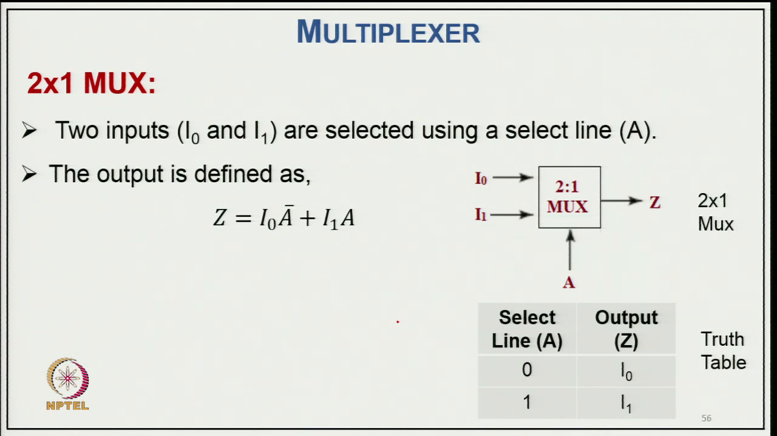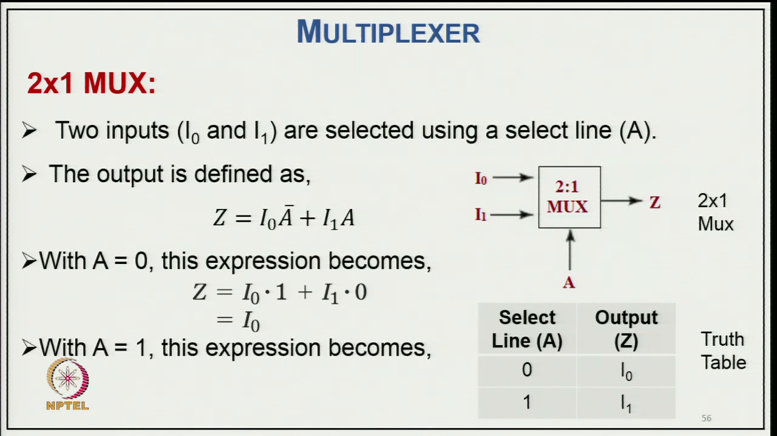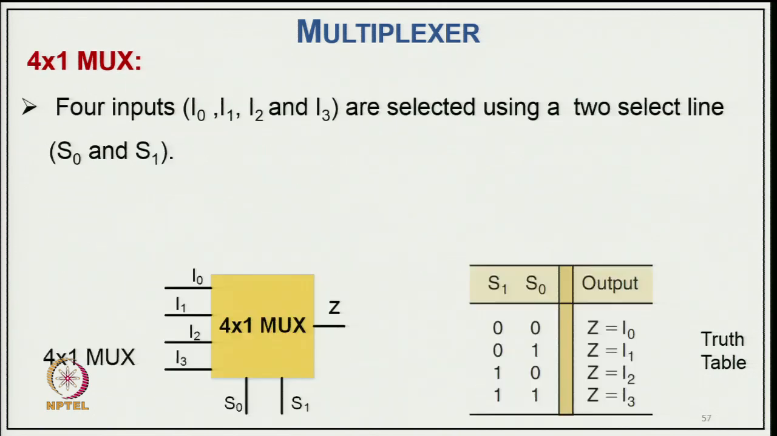The output is defined as Z equal to I0 A bar plus I1 A. What will Z be? It depends on what the select line A selects. If A is 0, then the output will be I0, and if A is 1, then the output will be I1 by this expression. With A equal to 0, the expression becomes Z equal to I0 1 plus I1 0, that is I0, and with A equal to 1, the expression becomes Z equal to I0 0 plus I1 1, equal to I1.